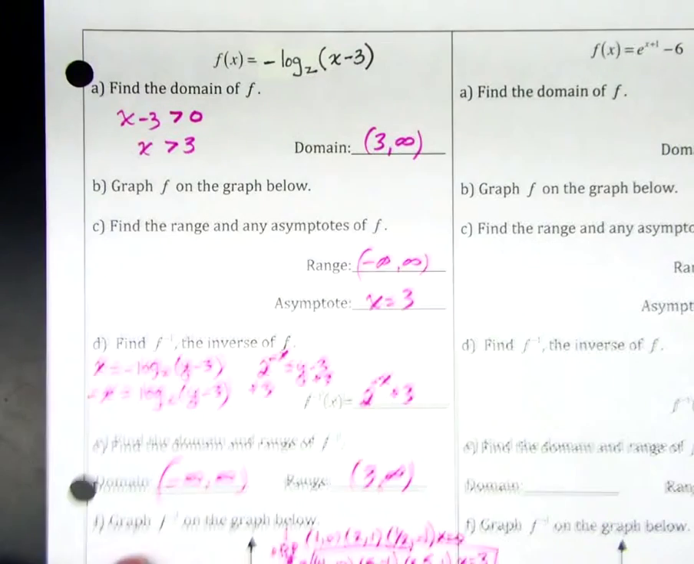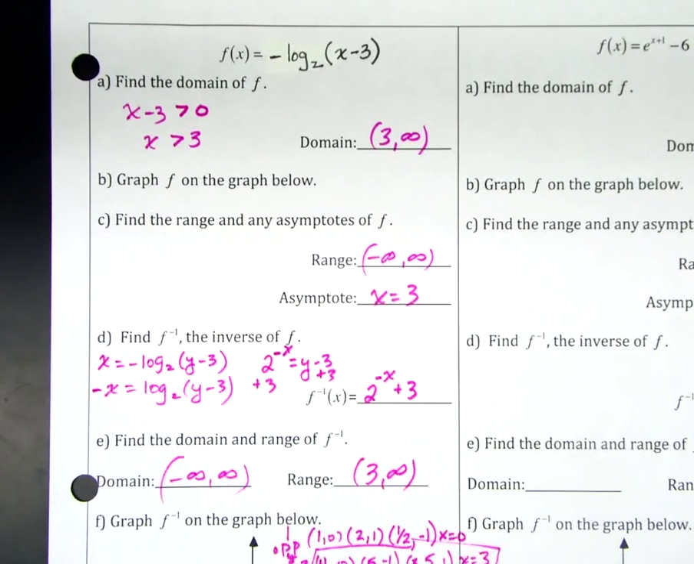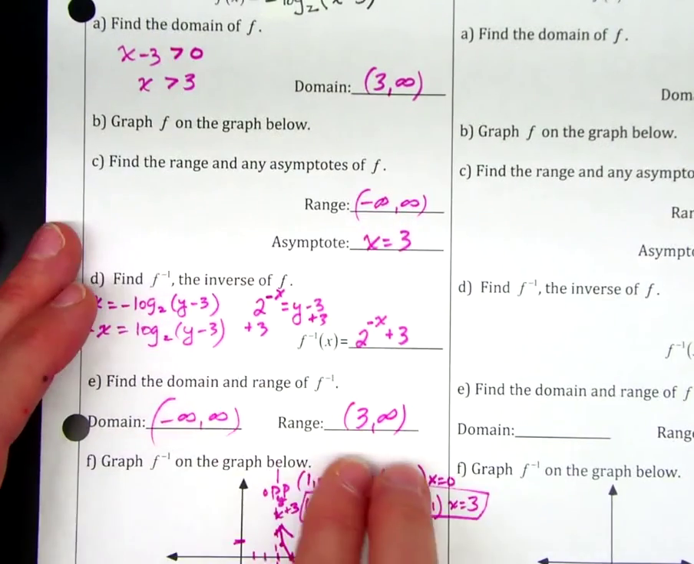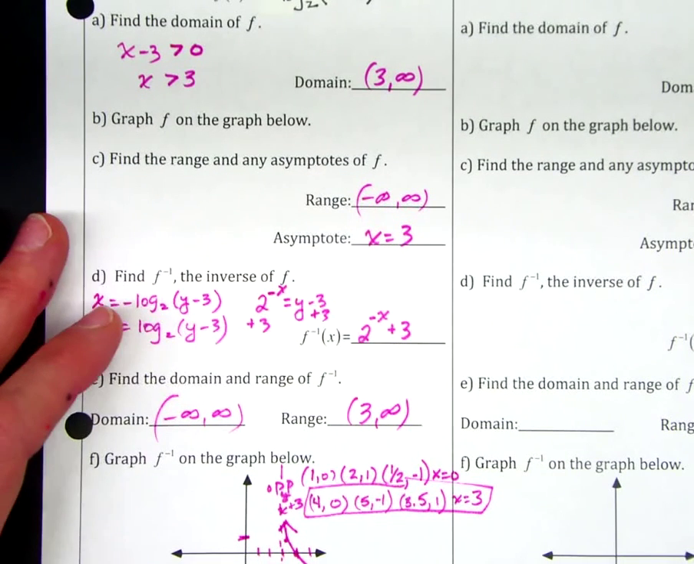Everybody good? So it stays the same? Yes and no. The values are the same, but notice the domain of the log is the range, because all the x's and y's switch. They flip.